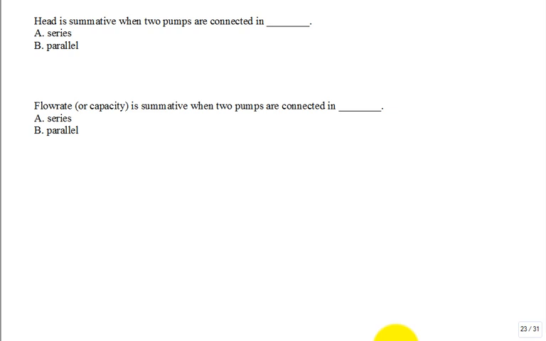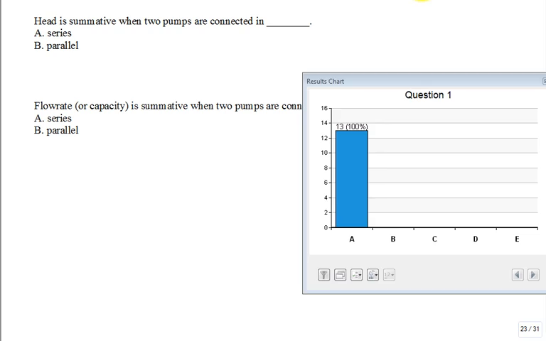Here's a clicker question. Head is summative when 2 pumps are connected in... Hey, don't call these things out. I heard the answer. Head is summative when 2 pumps are connected in, either series or parallel. Yes? All right, let's go see where we're at. Are we 100%? Man, you're good.